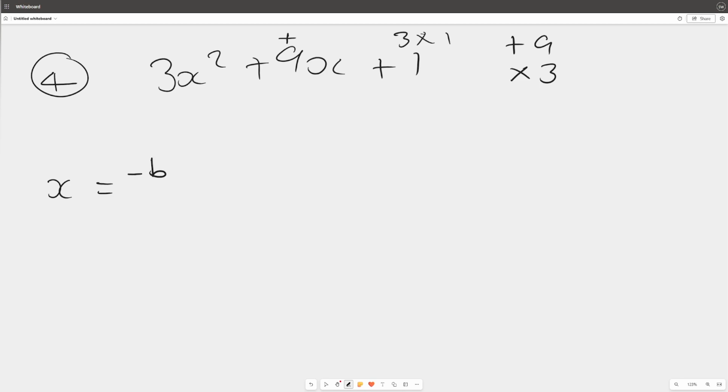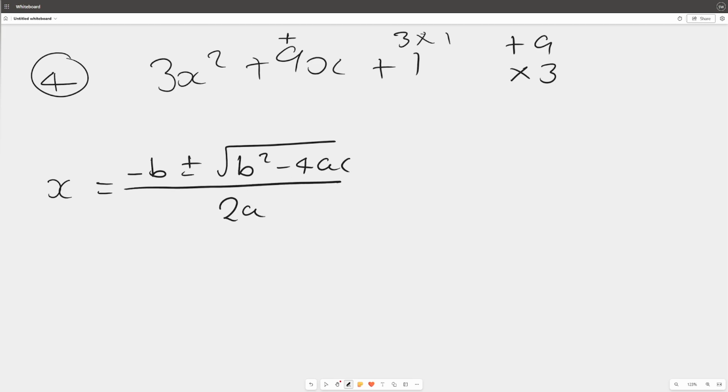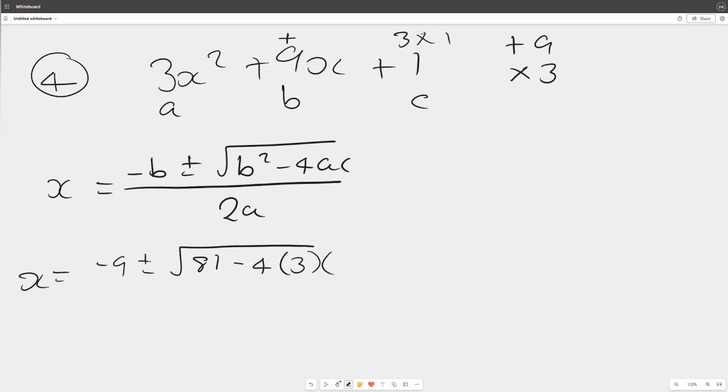The quadratic formula: x equals minus b plus or minus the square root b squared minus 4ac all over 2a, where this is a, this is b, and this is c. We can substitute these numbers in here to get minus 9 plus or minus the square root of b squared, so this is 9 squared, which is 81, minus 4a, which is 3, and c, which is 1. And this is all over 2 times by a, which is 2 times by 3, which is 6.